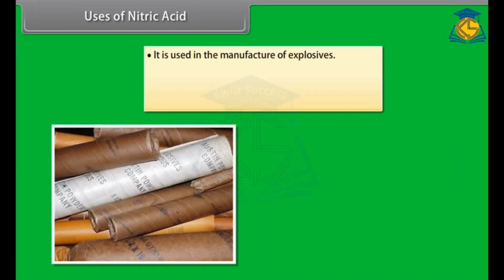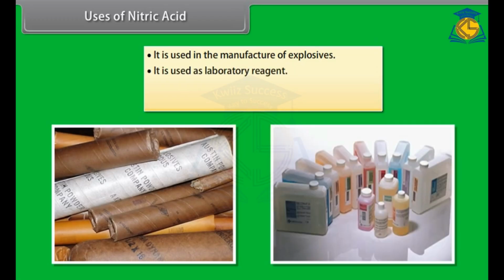It is used in the manufacture of explosives. It is used as a laboratory reagent. The major use of nitric acid is in the manufacture of ammonium nitrate.